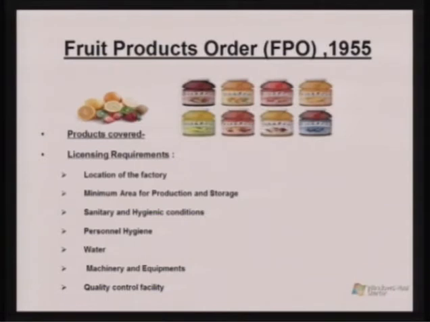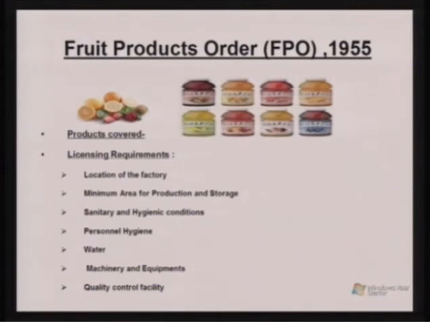For example, location of the factory. To set up a factory, one should see whether the location of the factory or surroundings are clean or not. There should not be any filthy surroundings or any factory which is repugnant to food products, that is hazardous. For example, a hazardous chemical factory should not be adjacent to a food processing factory. Minimum area for production and storage. Depending upon daily installed capacity and annual production, the factories are categorized as home scale, cottage scale, small scale, and large scale. For each category, there are certain areas specified for production and storage. Sanitary and hygienic conditions of the premises.